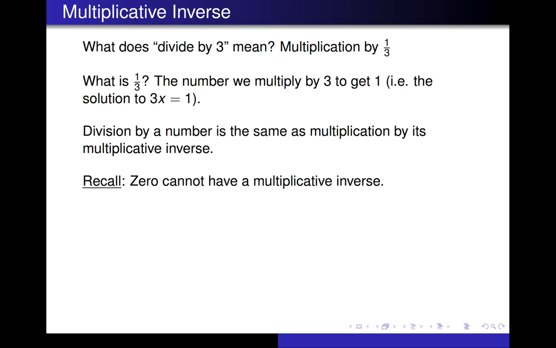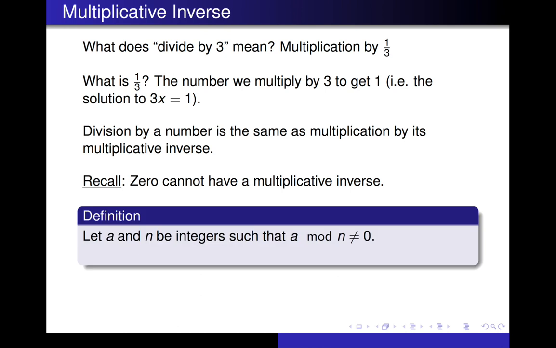One thing I want you to remember is that 0 can't have a multiplicative inverse. There's nothing you can multiply by 0 to give you 1, no matter how hard you try. And this leads us to the definition of what it means to be a multiplicative inverse modulo n. Let a and n be integers such that a mod n is not equal to 0. And again, 0 is important because, recall, 0 can't have a multiplicative inverse.